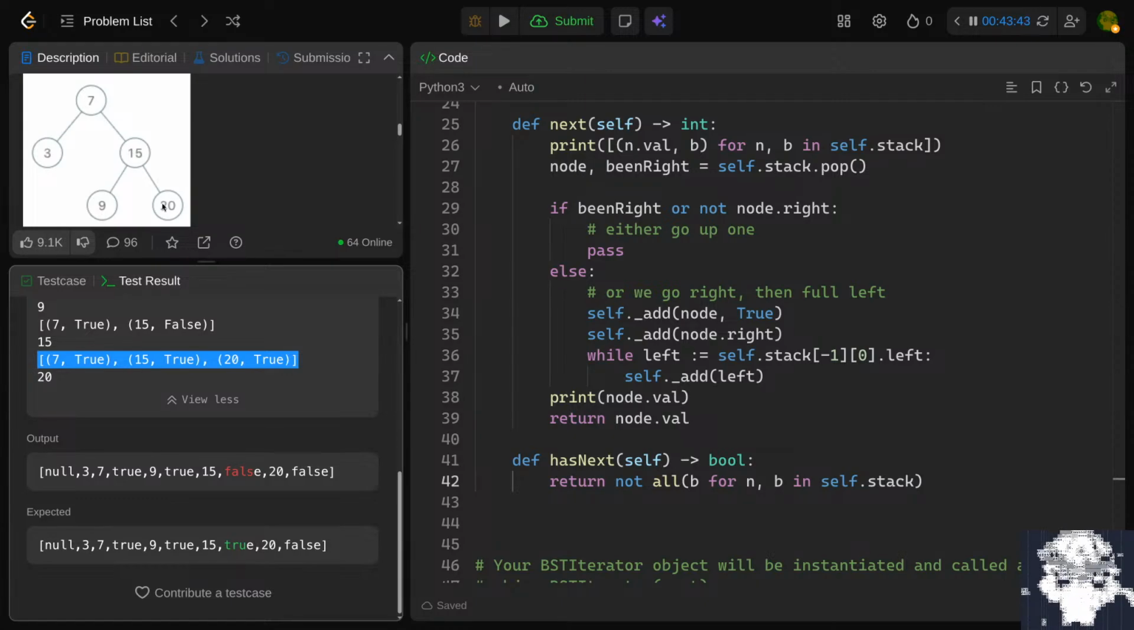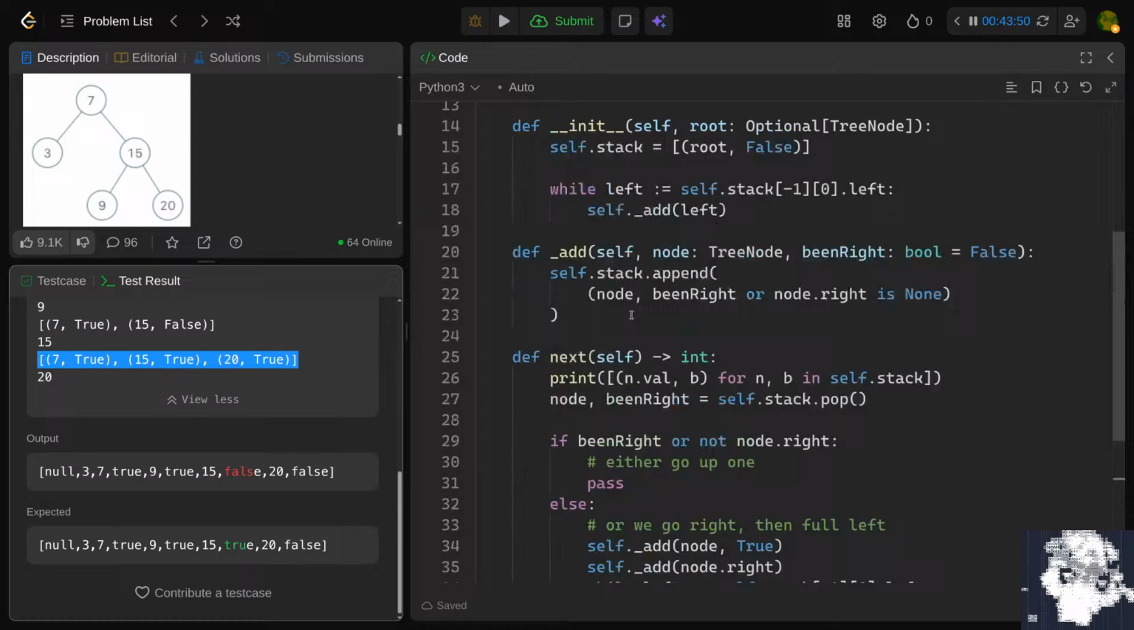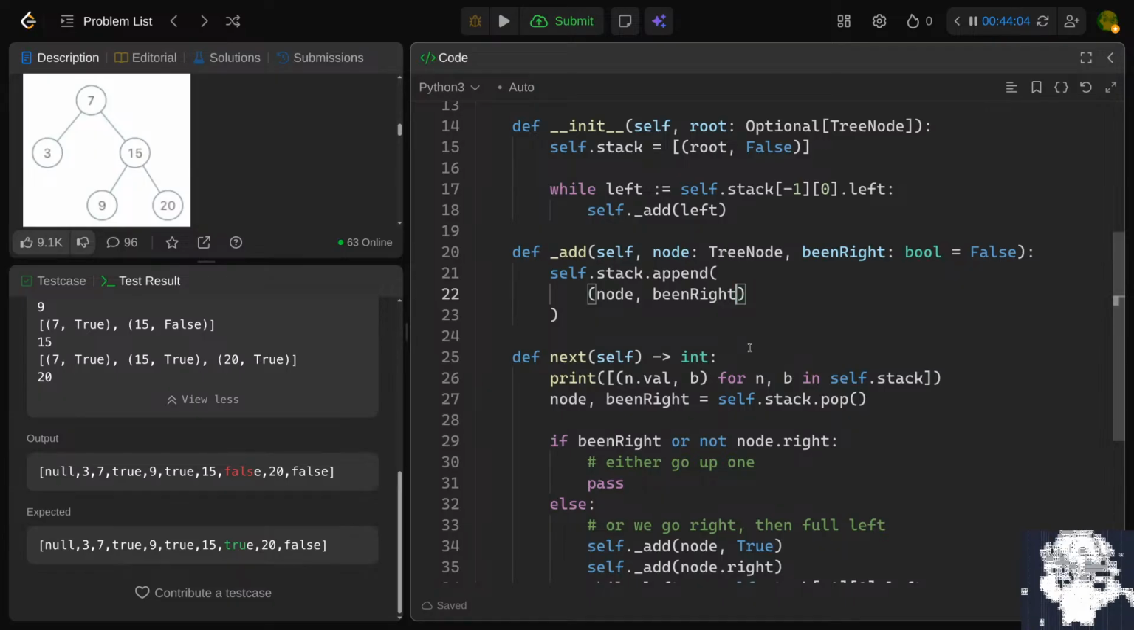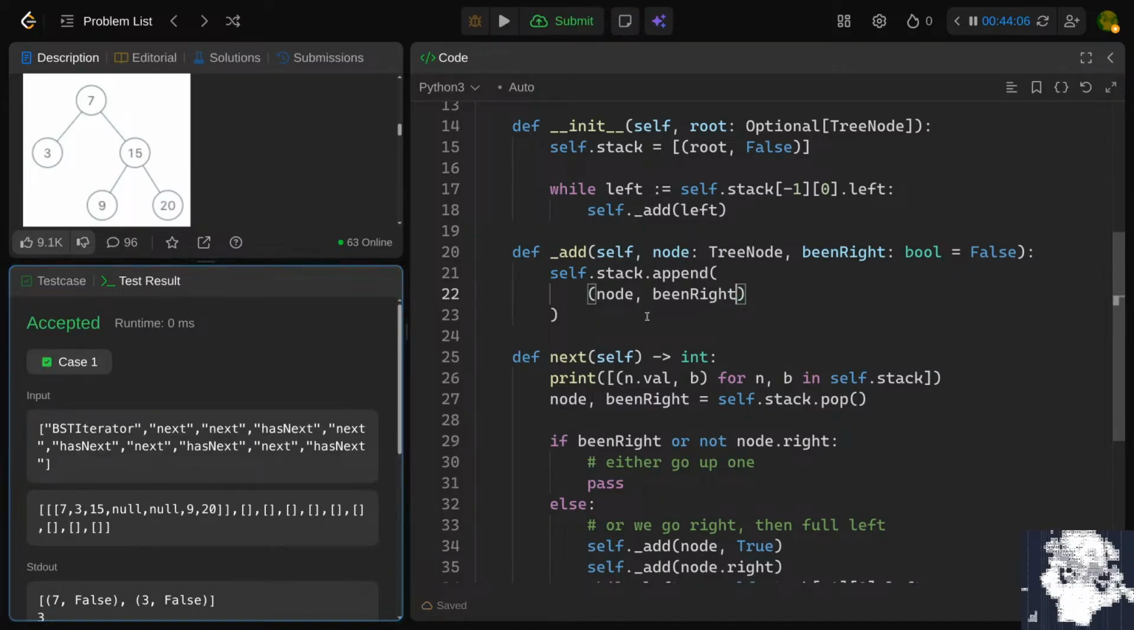before we do number 20, because I'm counting been right when the value is none, or when there is no right. What if I just don't do that? Then it works. Okay.